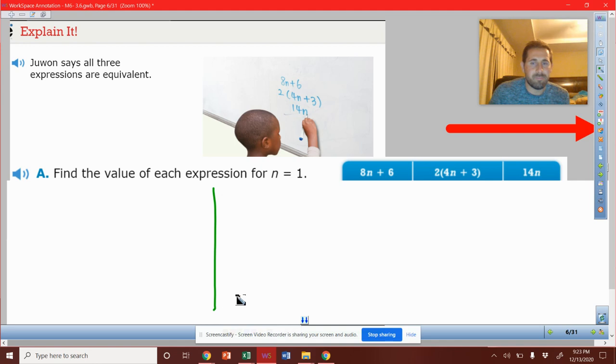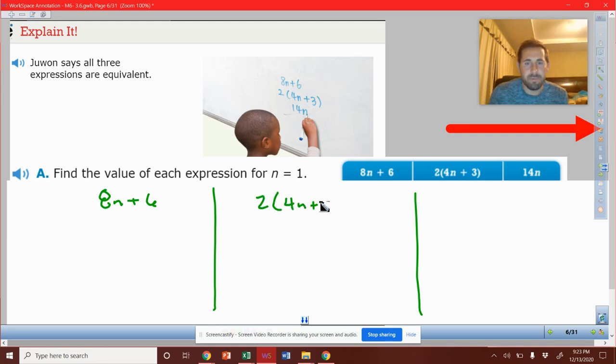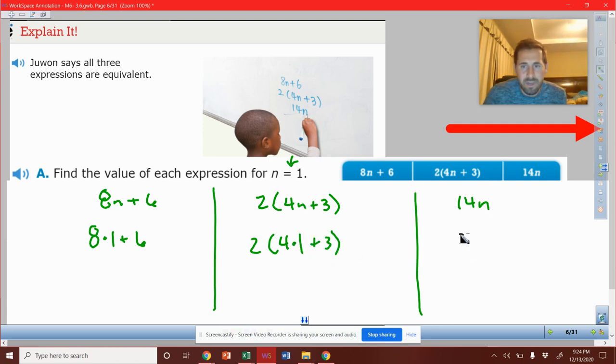So what I'd like you to do is kind of split your page into 3 sections. You can write 8n plus 6, and then in the middle we'll do 2 times 4n plus 3, and the last one we're going to do 14n. And what I want you to do is, instead of writing n, let n equal 1. So we're going to turn this into 8 times 1 plus 6. Here it's going to be 2 times 4 times, again we're putting in a 1 for the n, plus 3. And here we're going to have 14 times 1. So we'll figure out what all these equal. We have order of operations, so remember your GEMDAS tower.